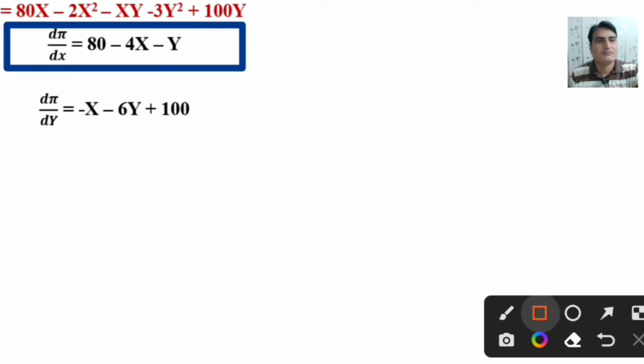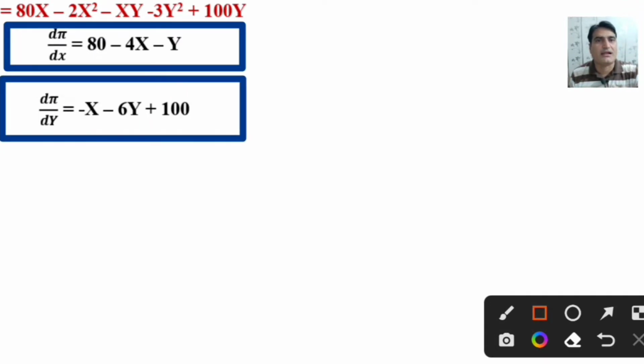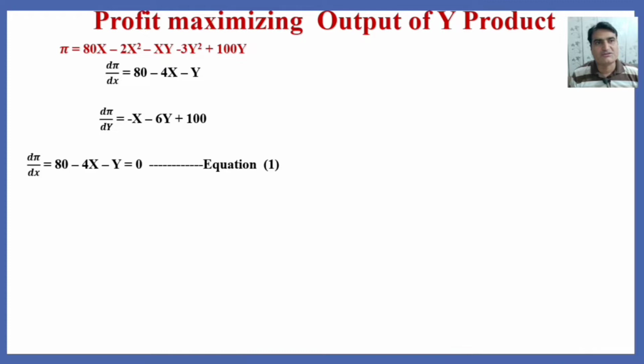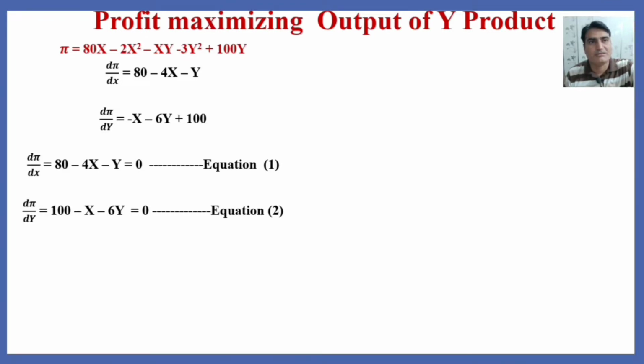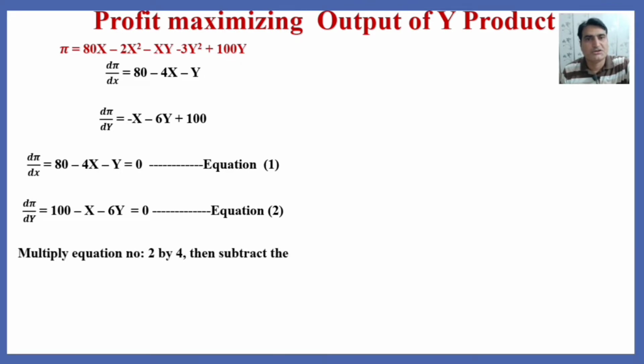On the other side, this derivative is telling how much change in profit is caused by a change in product Y. And from the total revenue and total cost function, we derived the profit function. Here, the change in profit with respect to change in X is equation number 1, and it is also made equal to 0 in order to find the profit maximizing output. So this is equation 2.